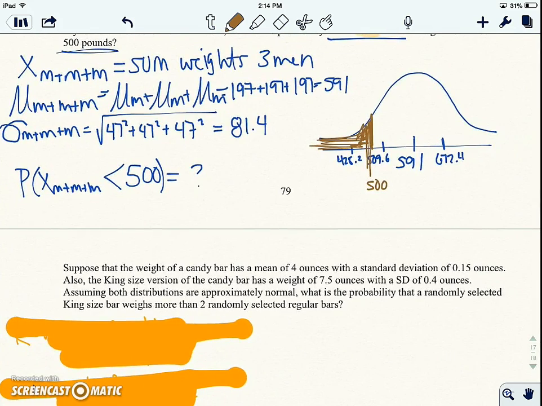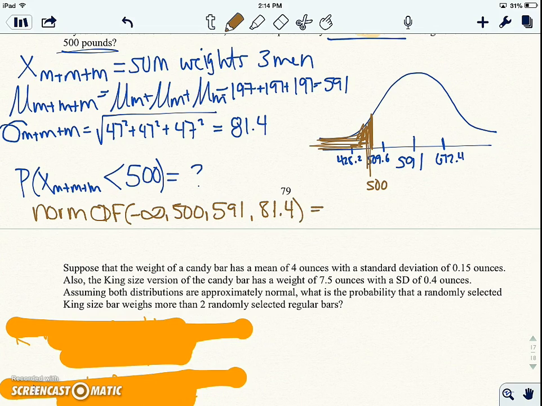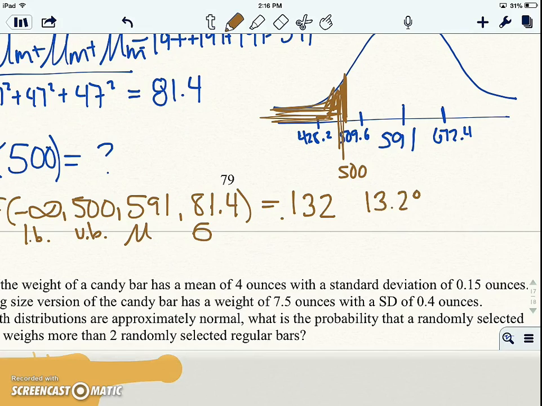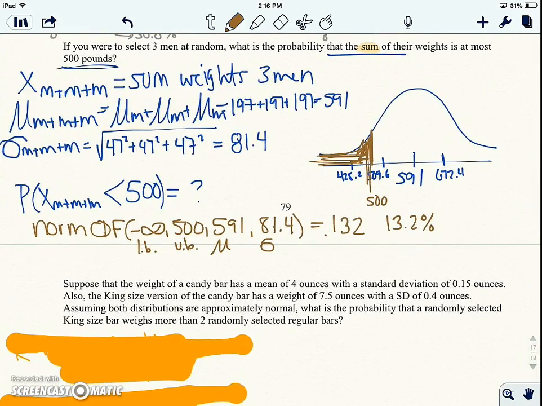And then we do have to show our work. Norm CDF from -infinity to 500, new mean, and new standard deviation. And remember, lower bound, upper bound, and that would give us, and if we put that in our calculator, we would get about 0.1317, so about 0.132, or 13.2% chance that if we picked 3 people from the men's population and added up their weights, that they would weigh 500 pounds or less.